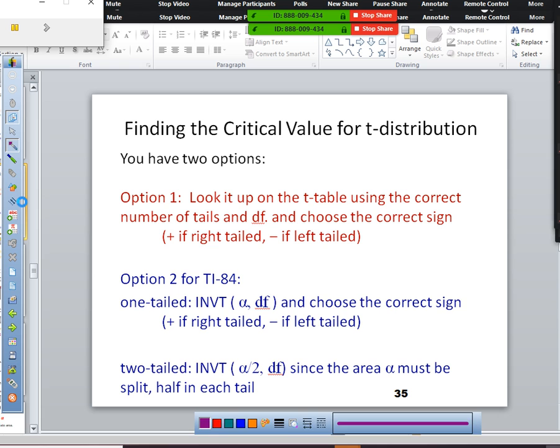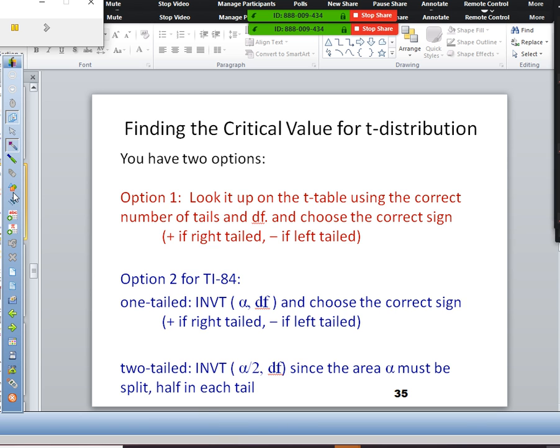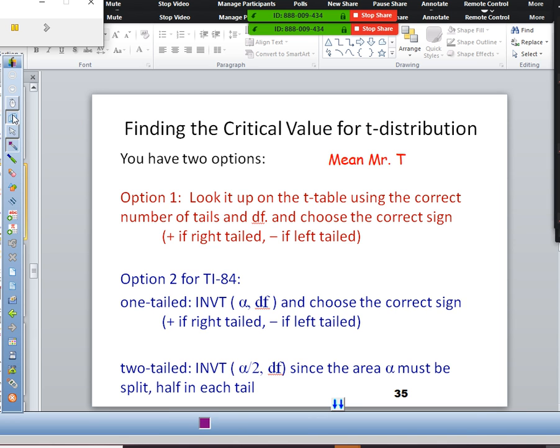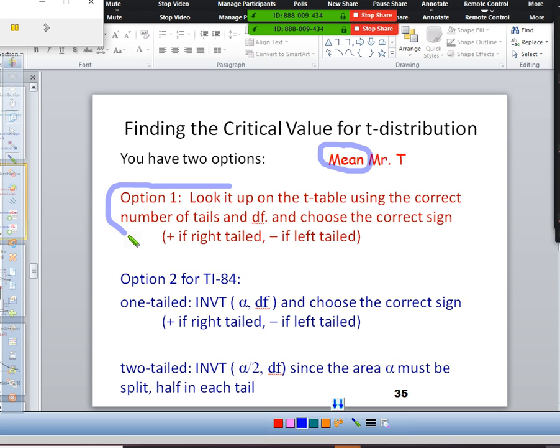For a T distribution, again, when do you use a T distribution? In which cases will I use a T distribution? When you have the mean. Yep. When you have a mean. Mean, Mr. T. Mr. T isn't mean, but he looks mean. So when you have a mean, you're going to use a T distribution. And here, you look it up on the T-table, using degrees of freedom of n minus 1.